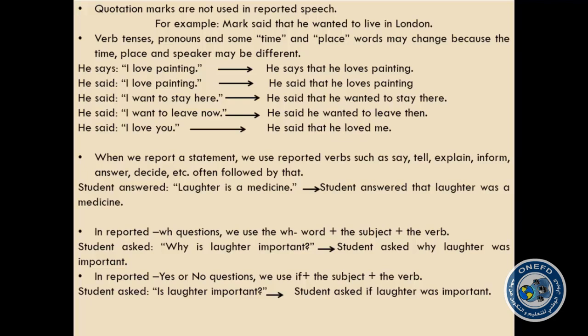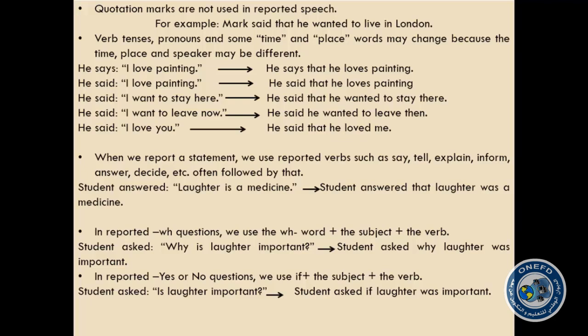In reported speech, we have two types of questions: WH questions and yes or no questions. When we report yes or no questions, we use this form: if plus the subject plus the verb. For example, the student asked, "Is laughter important?" How do we report it? We say, the student asked if laughter was important.